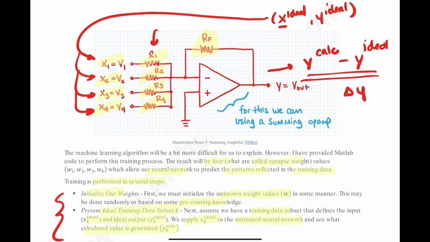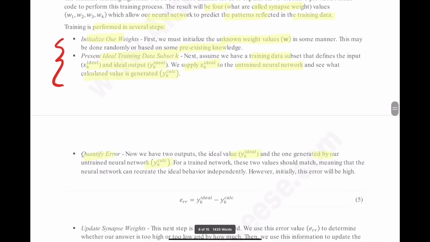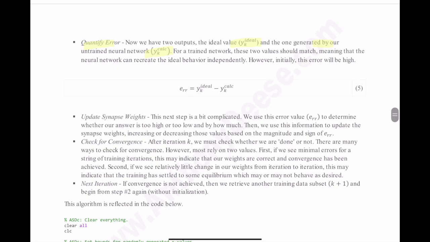When that delta Y equals 0 for a large number of the training data samples, then we can consider our neural network to be trained. And so you can see here that same error function defined. We flip the order of ideal and calculated. It doesn't really matter. We have to account for that in our machine learning algorithm anyway.